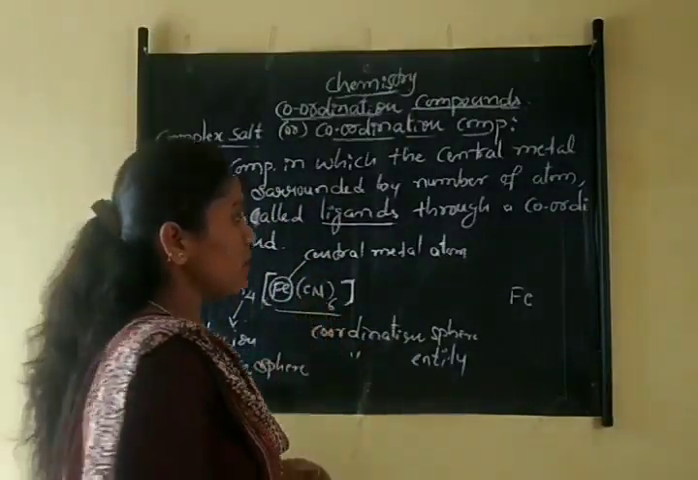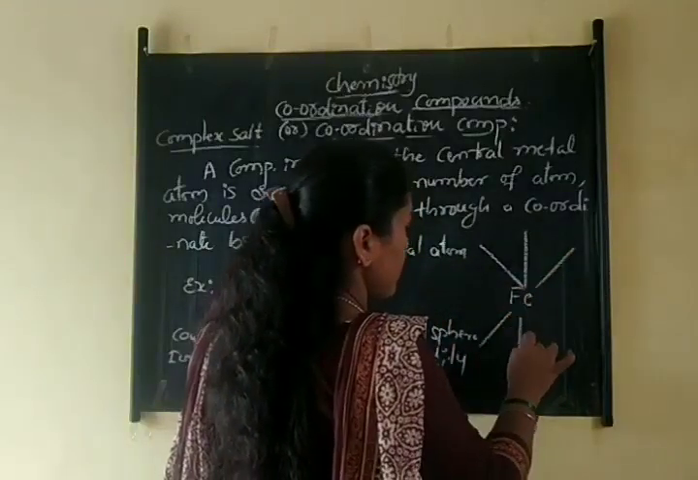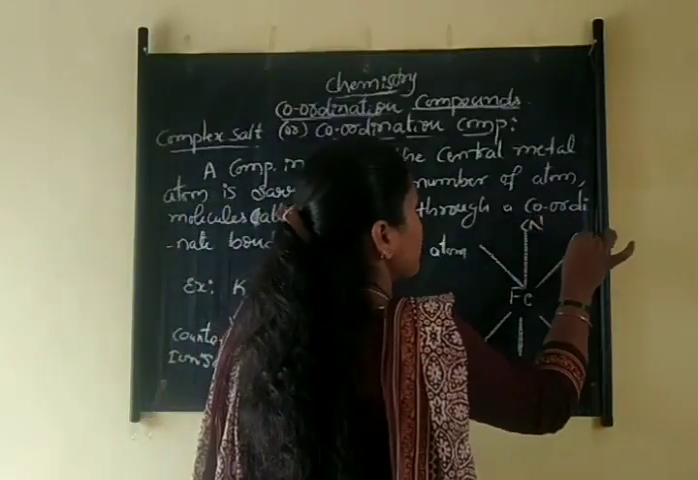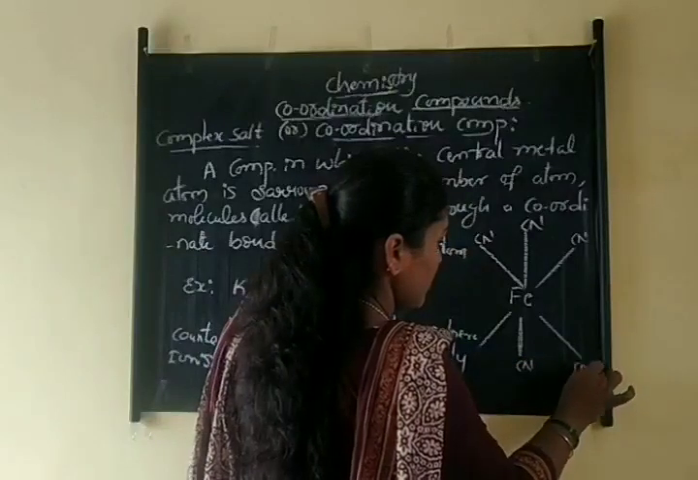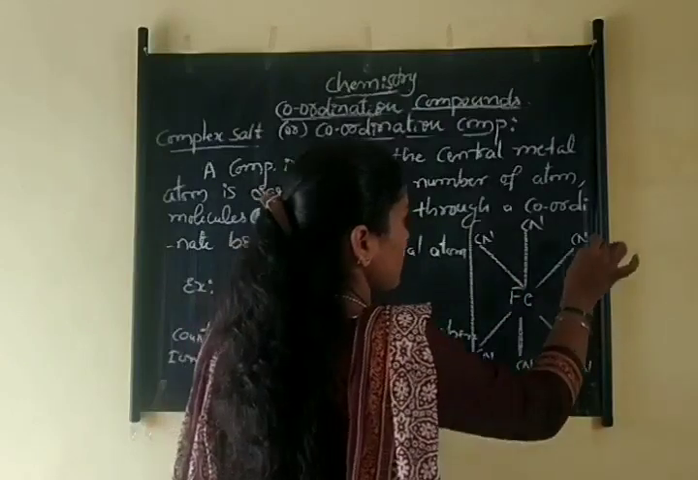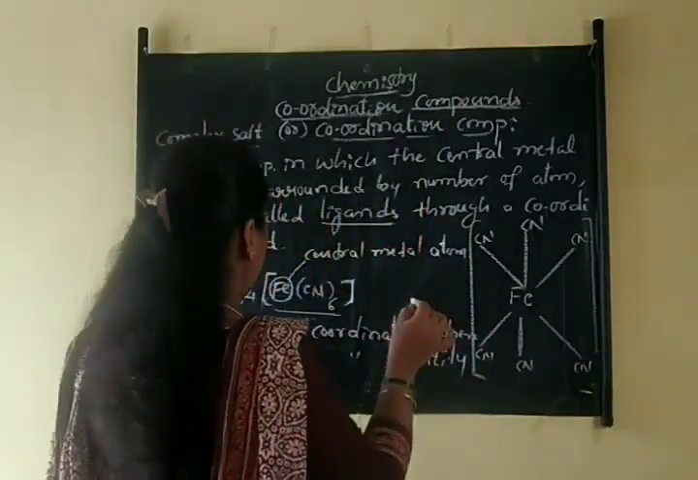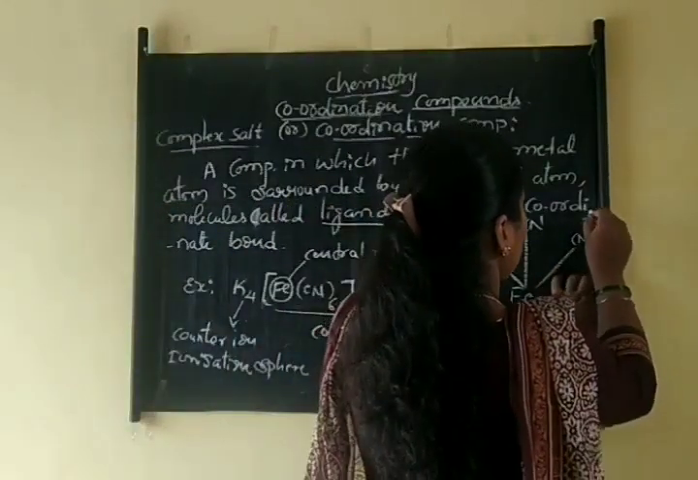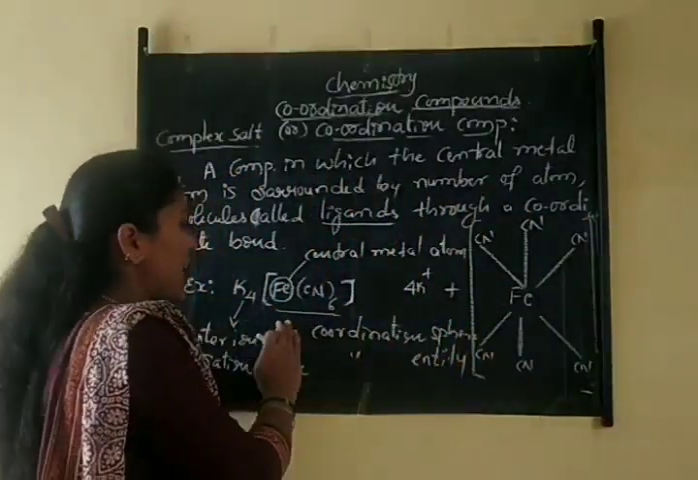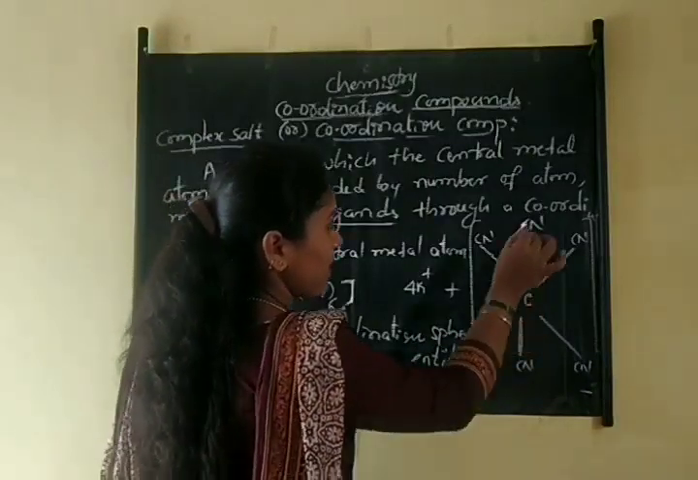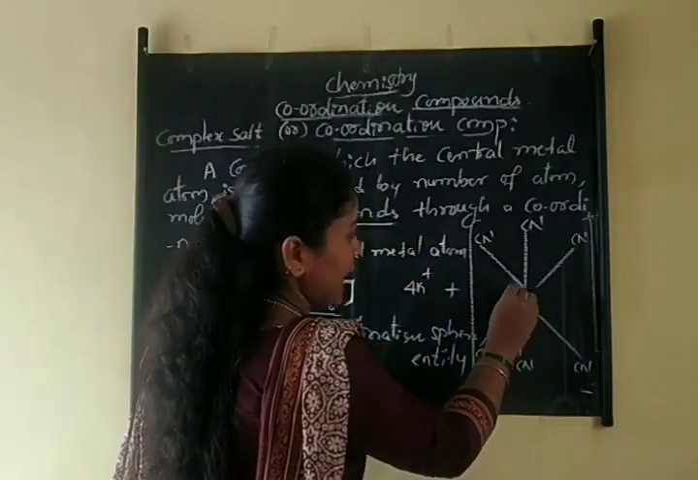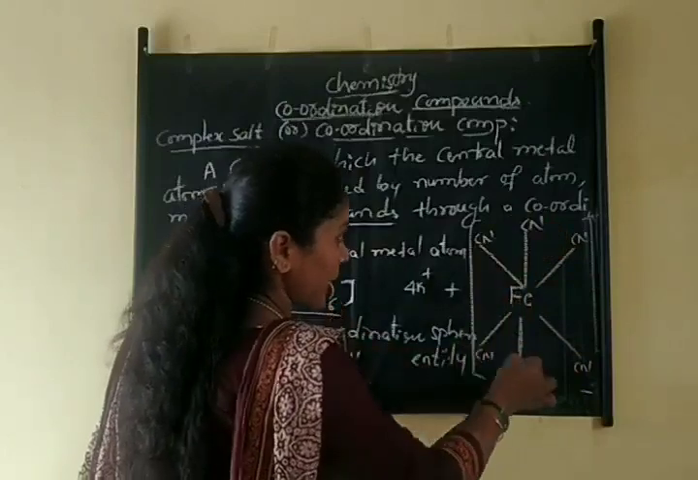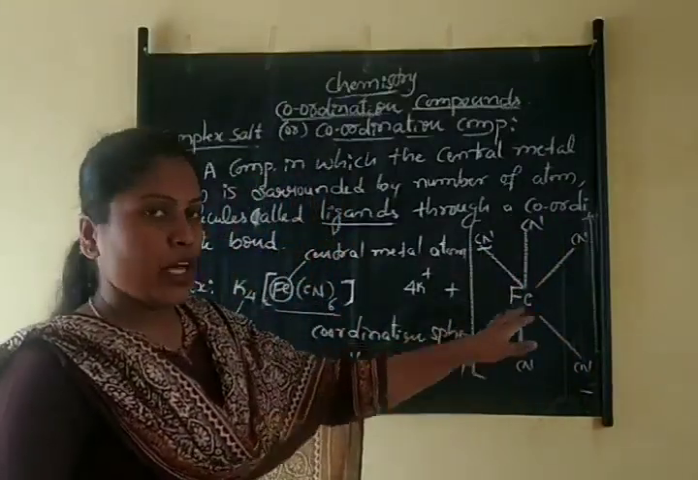Here there are 6 cyanide groups present. Yes, it is the structure of potassium ferrocyanide. So the coordination compound means these are the compounds in which the central metal atom is surrounded by atoms or molecules called ligands. Here iron is the central metal atom.